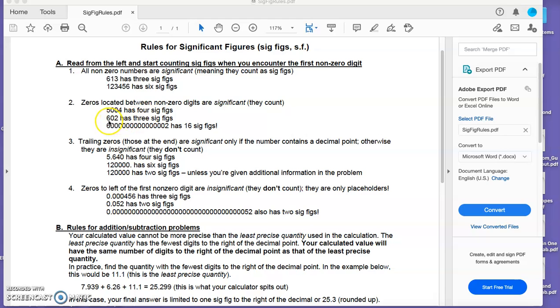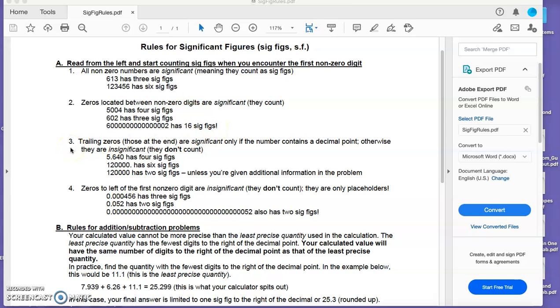Same thing here, 602. The 0 is sandwiched between the 6 and the 2. The 6 and the 2 are significant because of rule 1, but the 0 here also is significant because it's sandwiched in, which means it has 3 sig figs. And not to count all these zeros, but there are 14 zeros here. The 6 and the 2 are significant, and then all the zeros in between are, for a total of 16 significant figures. So that's the sandwich rule.